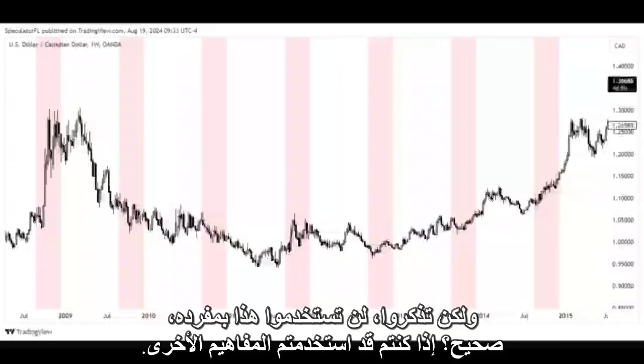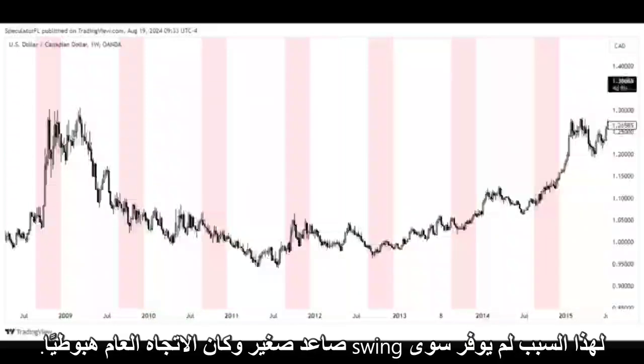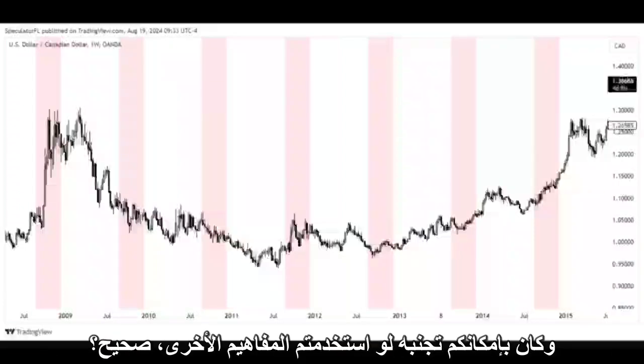If you had used the other concepts, then you would have seen that price was indeed in a bearish order flow and structure. That's why it only offered a small upside swing and the overall direction was bearish, and you could have avoided it if you had used the other concepts, right?